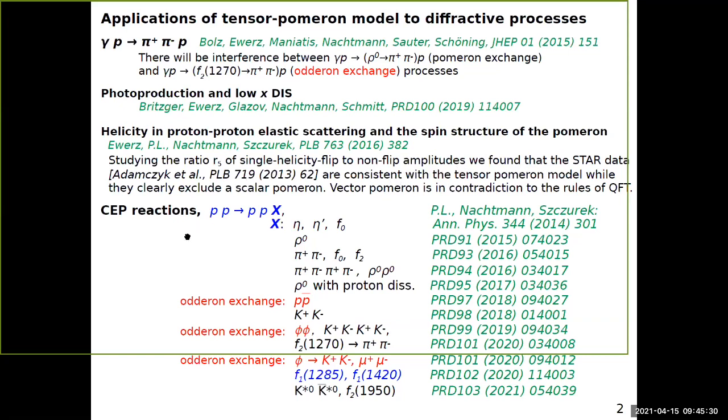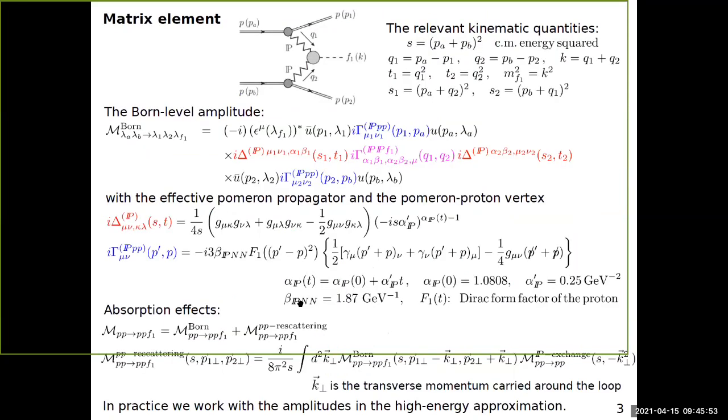So we have treated especially CEP reactions with different final states, and here are relevant references. There are some processes, especially single phi and double phi central exclusive production, which are very interesting in the context of the search for the Odderon. Okay, now let's go to our reaction.